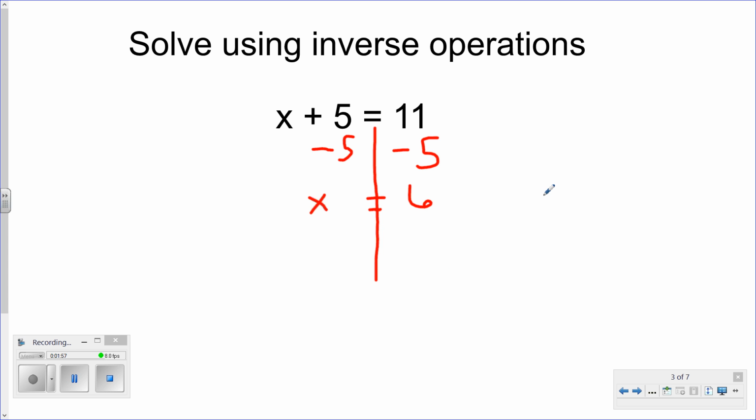To check that, I'm going to put it back into the equation in place of x. 6 plus 5 equals 11. Therefore, I know that x equals 6 is the correct answer.